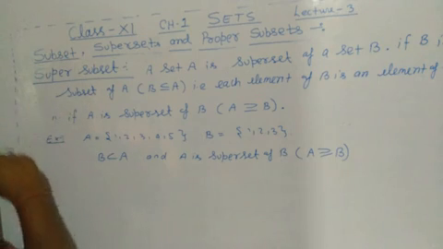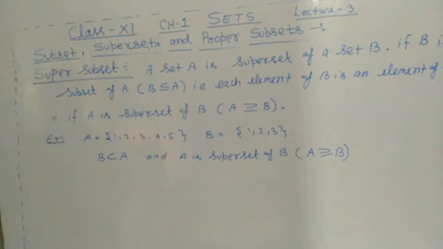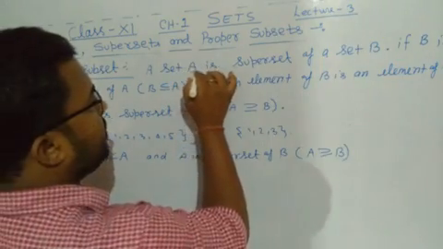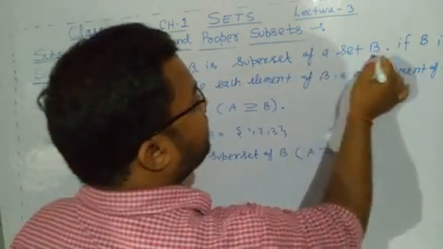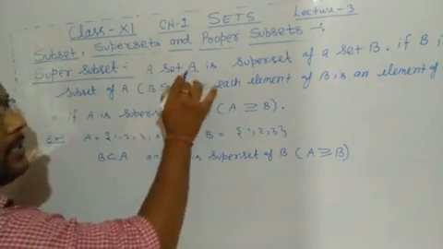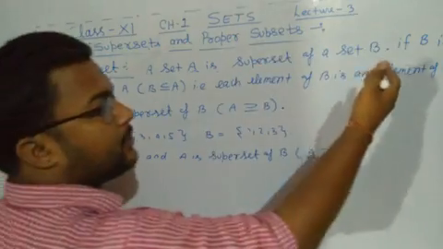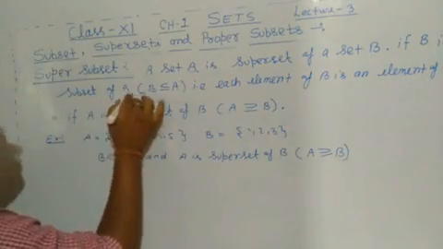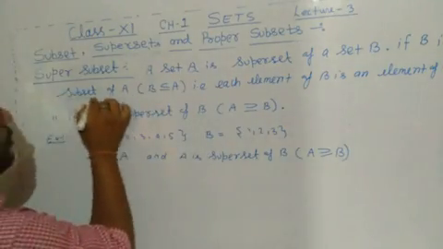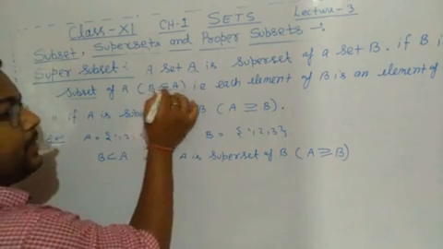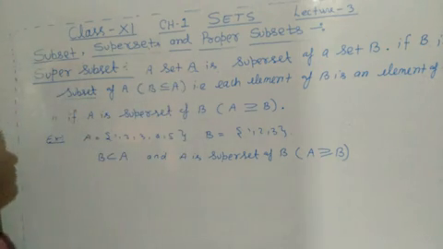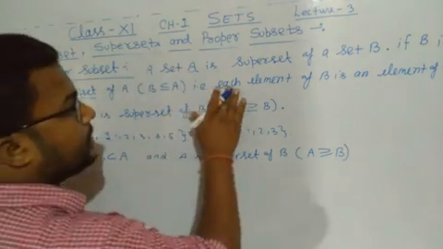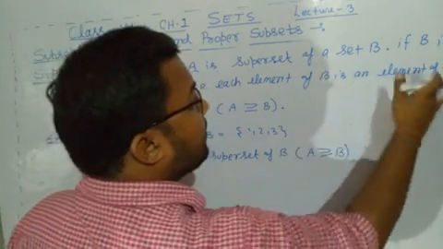So superset means a set A is a superset of set B, if B is a subset of A. B is a subset of A means each and every element of B is in set A. So B is a subset of A, that is, each element of B is an element of A.